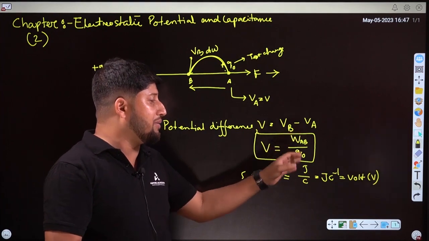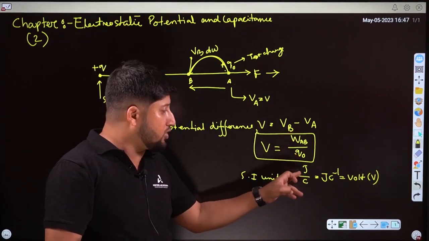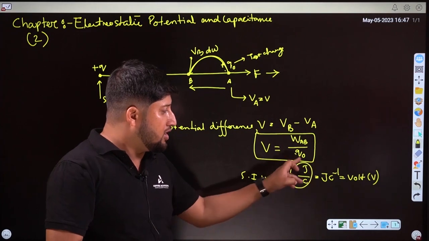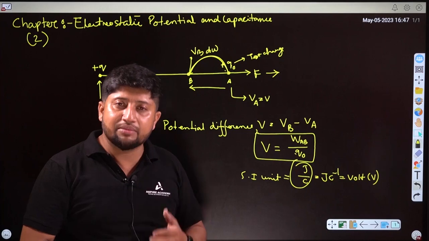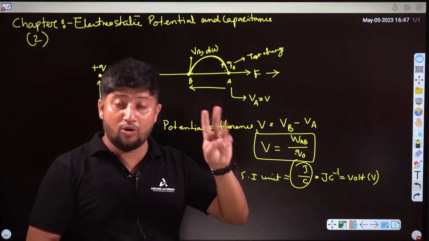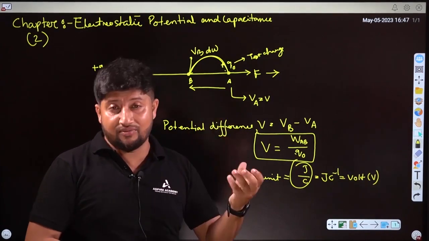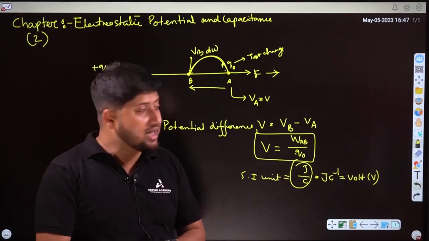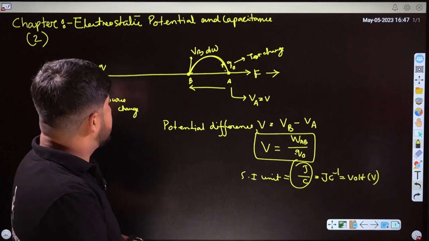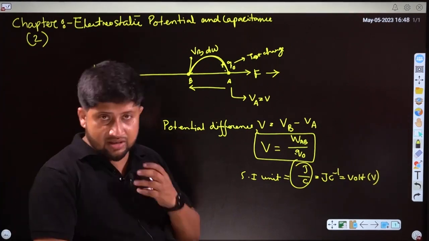We know the SI unit of W is joule and charge is coulomb. Joule per coulomb is the SI unit of potential difference, collectively known as volt. We get 2 volt or 3 volt in batteries, so this is called volt or potential difference. This is the main concept of potential difference.